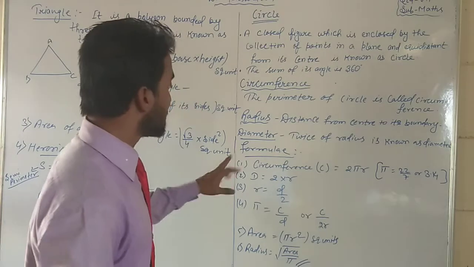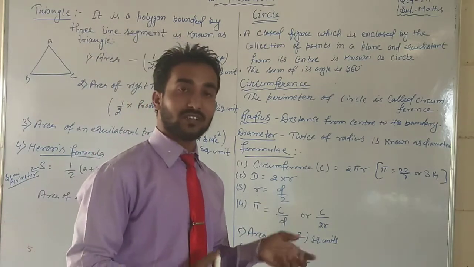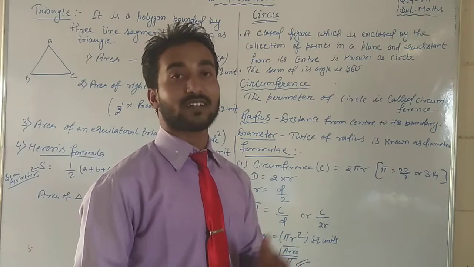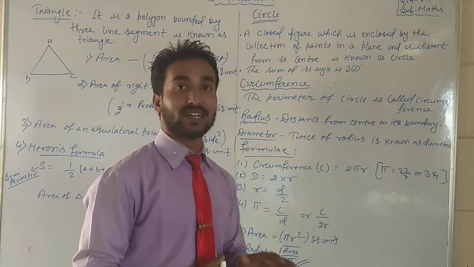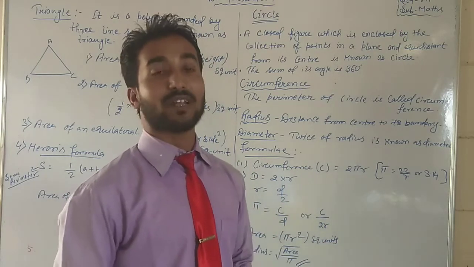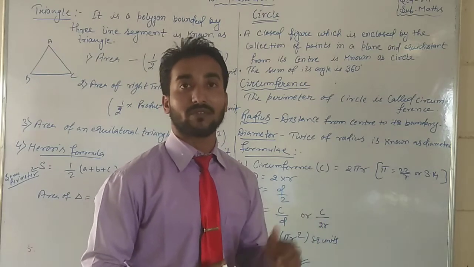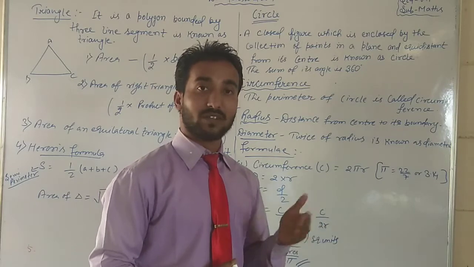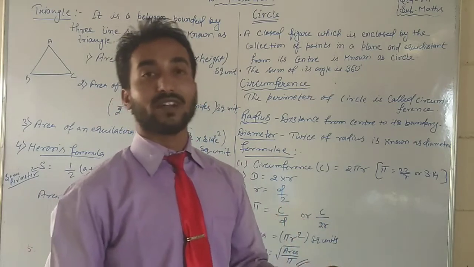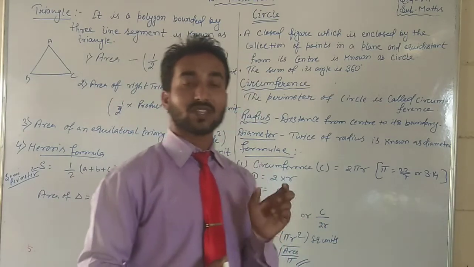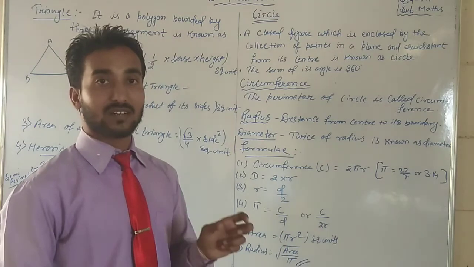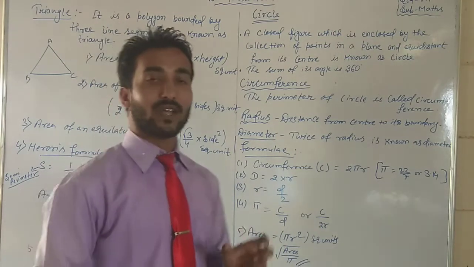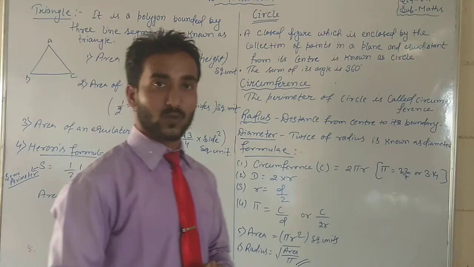Next, what is radius? If we want to find the radius, what will you do? Simple, you will go ahead with diameter by 2. The value of diameter may be given, and the question says to find the radius. In such circumstances, divide the diameter by 2. Whatever the value of diameter is given, it will be divided by 2.